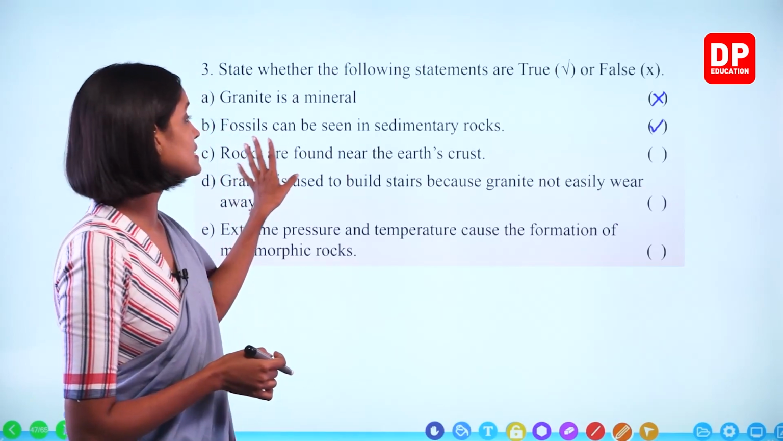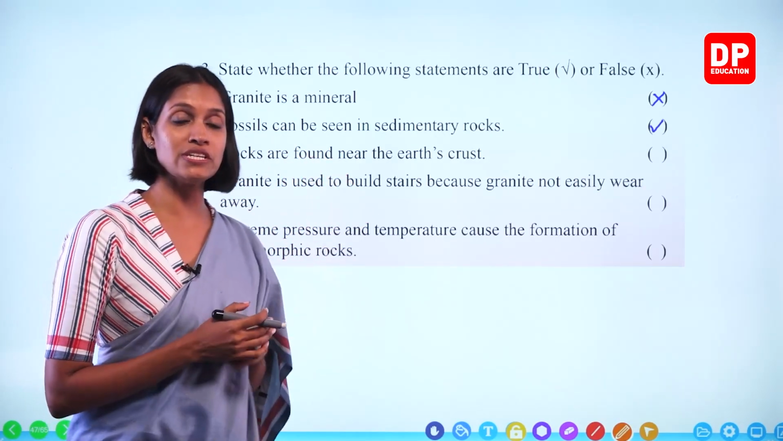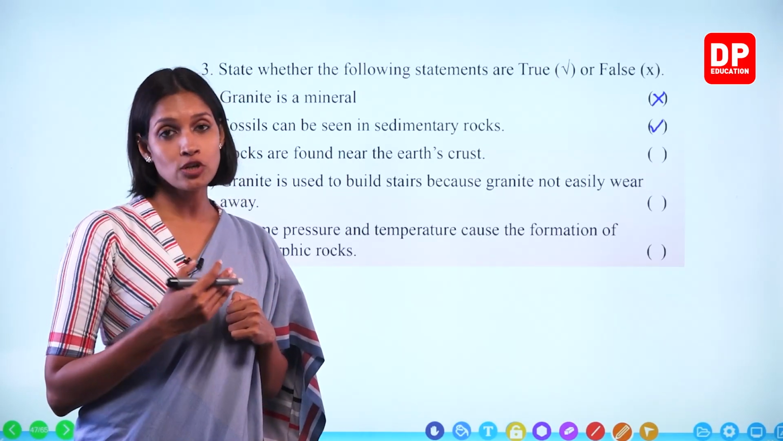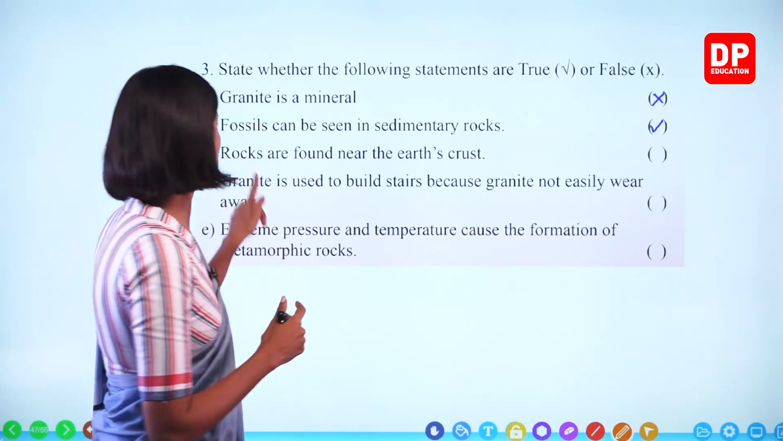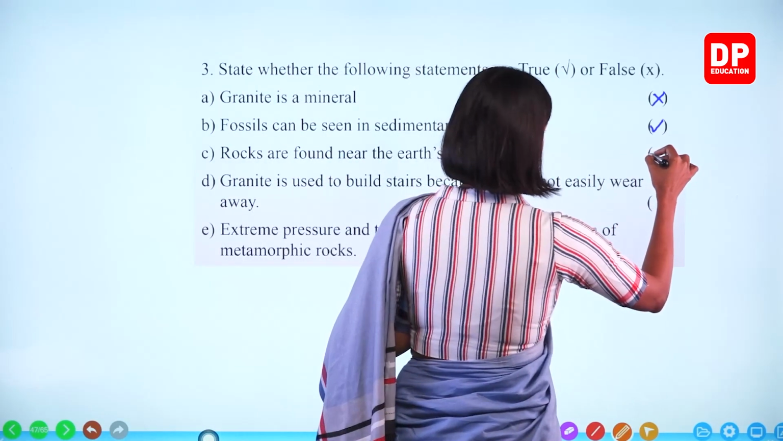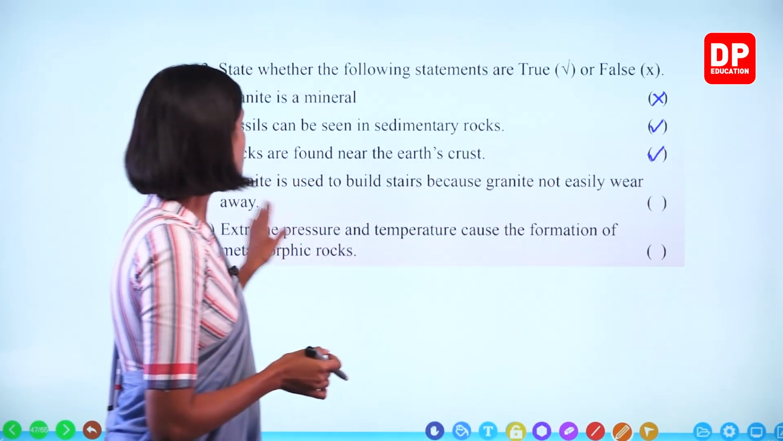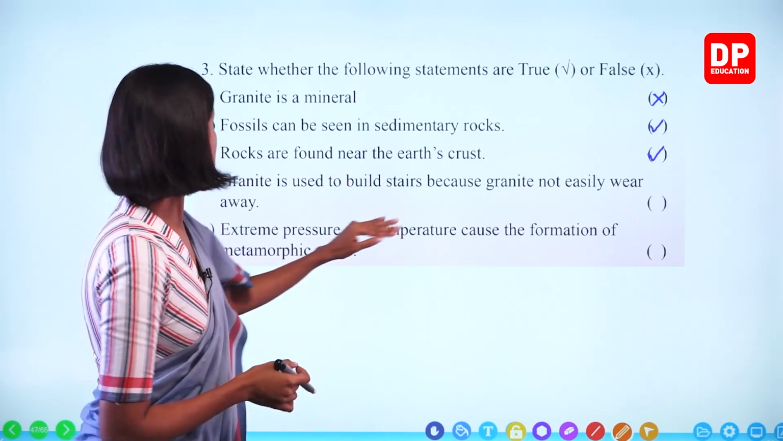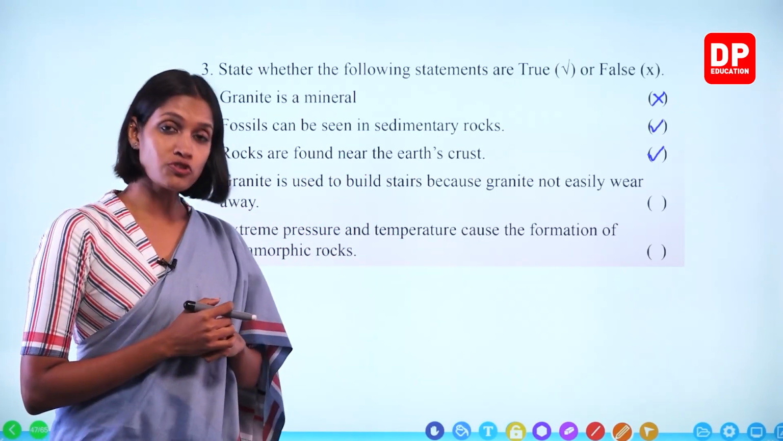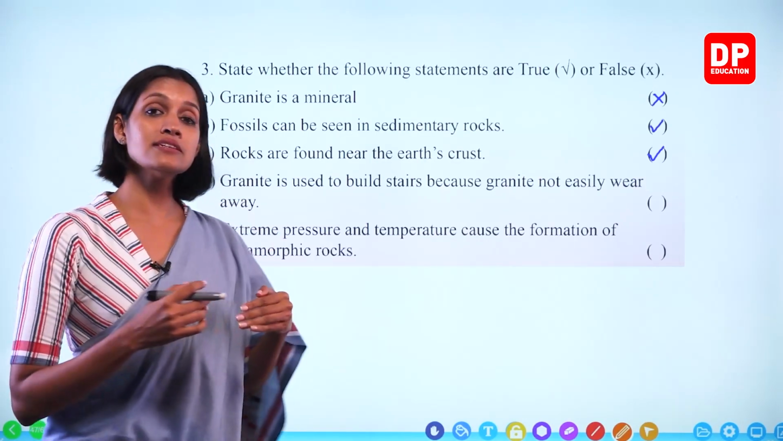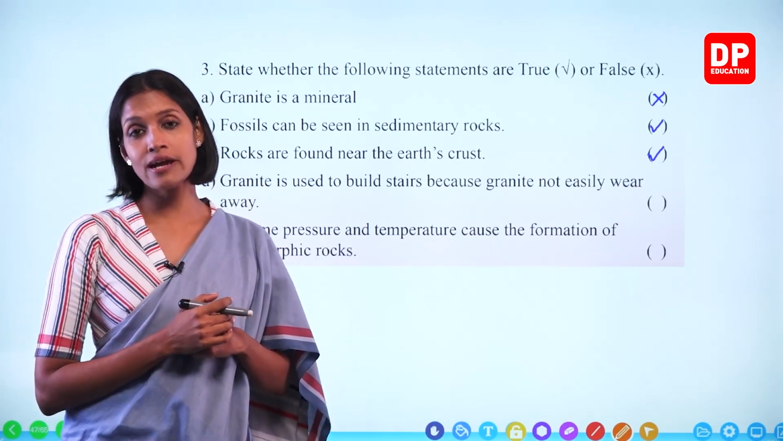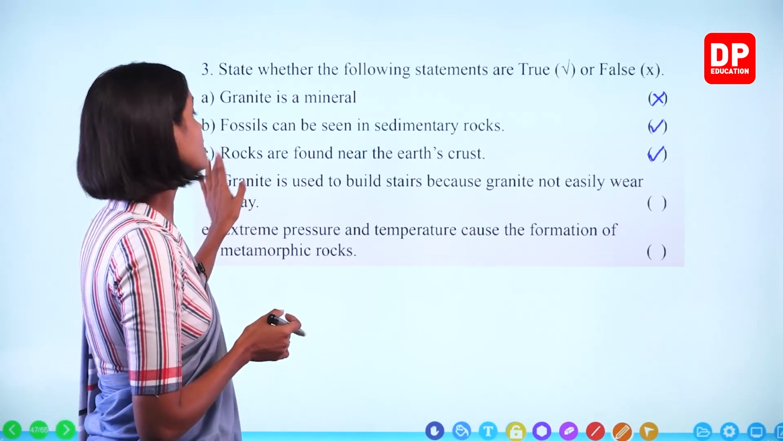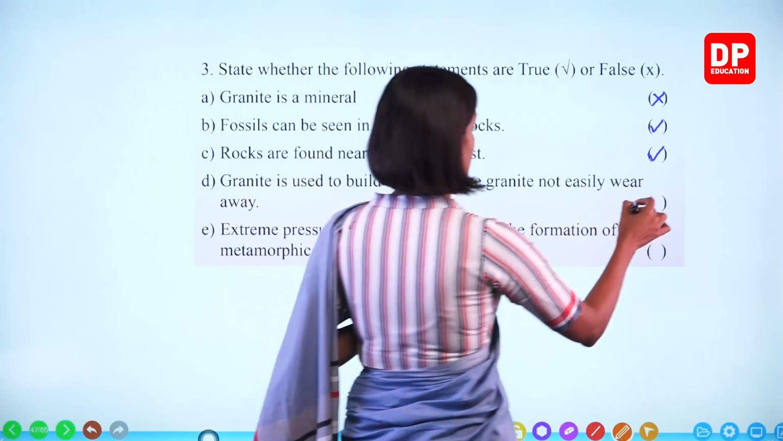Rocks are found near the Earth's crust. Yes, when you consider the Earth, 3 layers are there: the crust, the mantle and the core. The crust contains rocks, okay? Earth's crust, that is also correct. Granite is used to build stairs because granite does not easily wear away. That is also correct. When you consider granite, it is a type of igneous rock, right? Igneous rocks are very hard, okay? Therefore, granite is used to build stairs. That is correct.